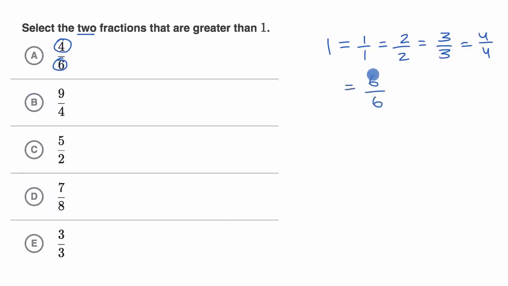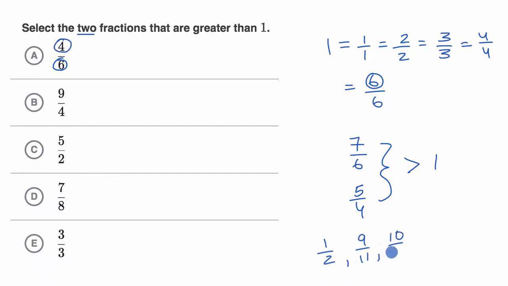And so if the numerator is larger than the denominator, so if we have 7 sixths, or maybe 5 fourths, notice the numerator is larger than the denominator. These are all situations where we are greater than 1. And all the situations where the numerator is less than the denominator, for example 1 half, or 9 elevenths, or 10 elevenths, are all situations where we are less than 1.